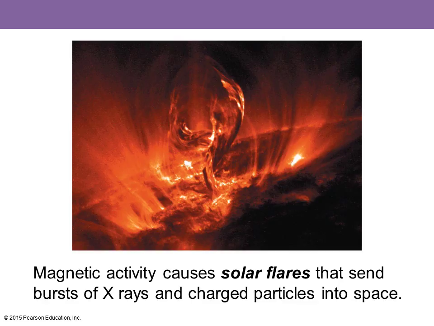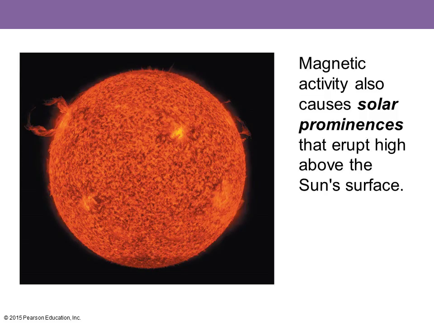Magnetic activity causes solar flares, and these solar flares can send bursts of X-rays and other charged particles into space. And of course, if the solar flare occurs in the direction of Earth, we could possibly have some strange things happening here. We also have magnetic activity causing solar prominences that erupt high above the sun's surface. So again, the magnetic field being disturbed, being twisted, can cause these large eruptions on the sun's surface.